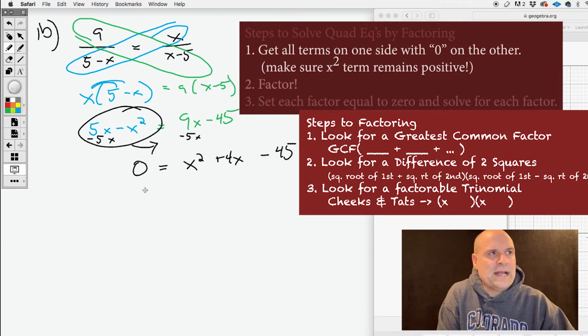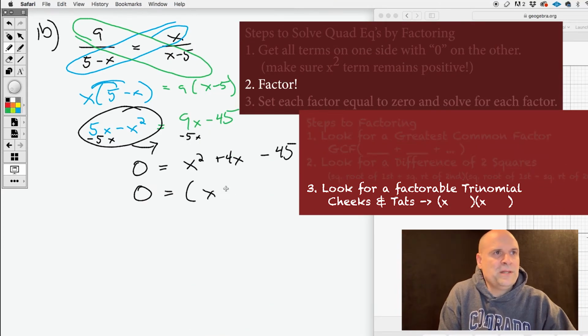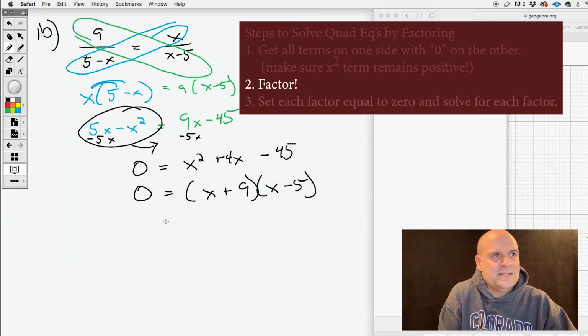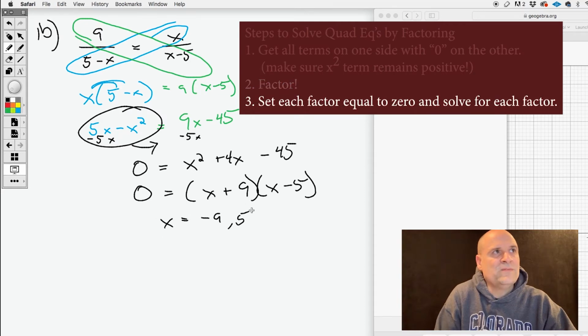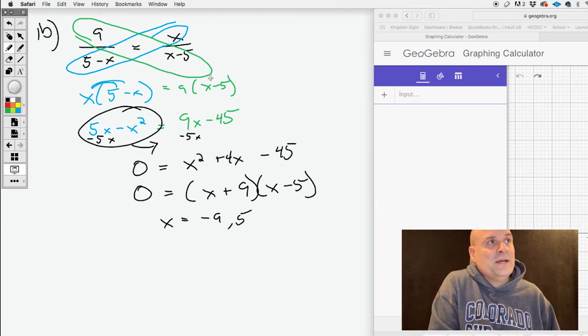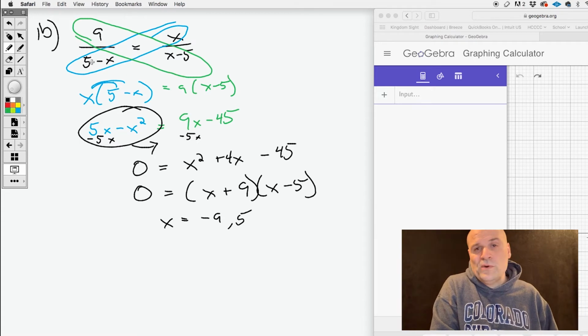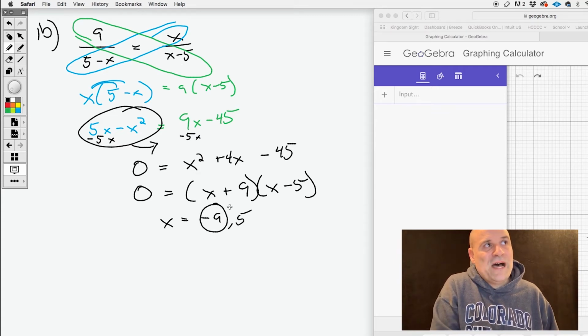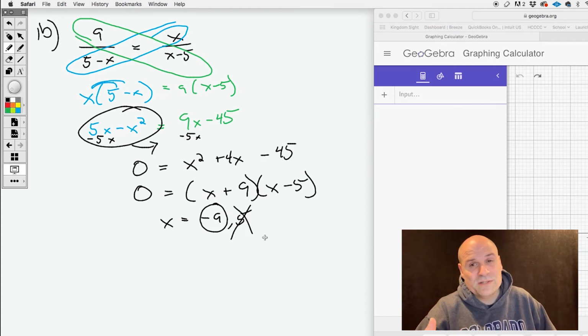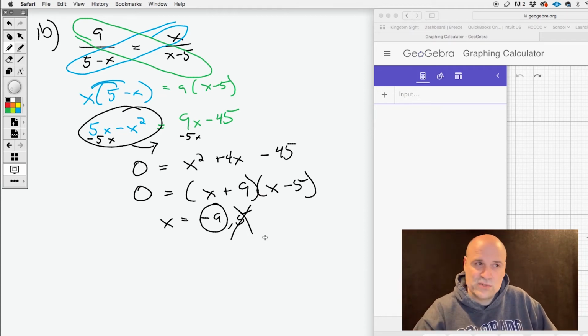Let's see if we can factor this. We can: x plus 9, x minus 5. So x's are negative 9 and positive 5. When you plug these in, negative 9 won't break that equation. You plug in a negative 9, you end up with a positive 14 on this side, and a negative 14 on this side. That doesn't break the equation. So negative 9 is a solution, but 5 will break that equation. 5 minus 5 is 0, and 5 minus 5 is 0. So we're just going to cross that out. Negative 9 is technically our only real solution because 5 is considered that extraneous solution.